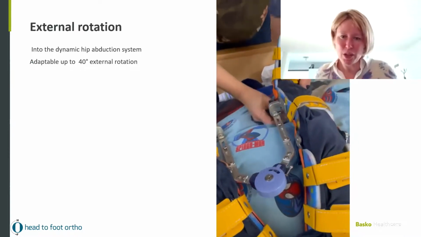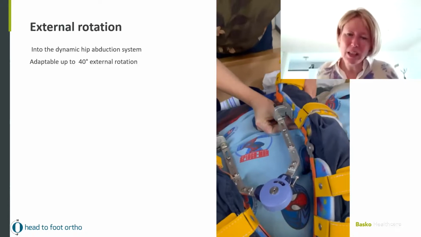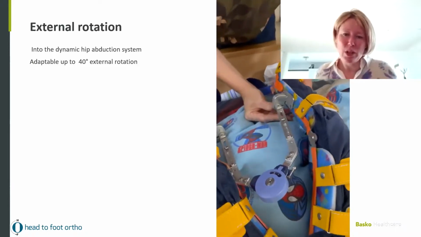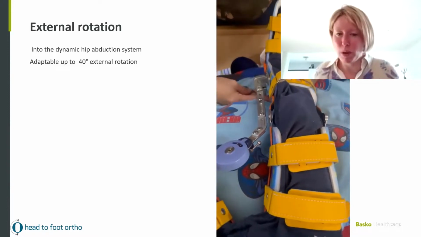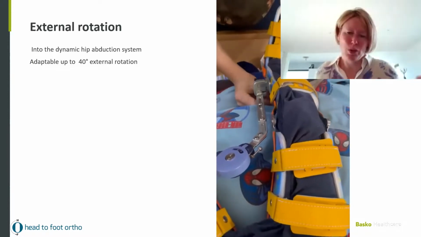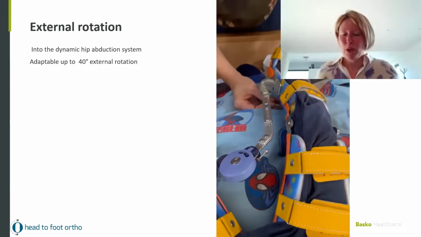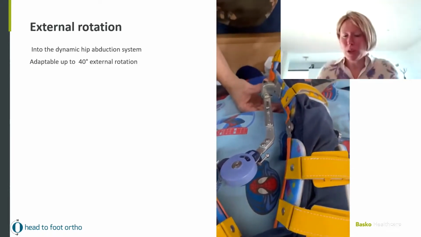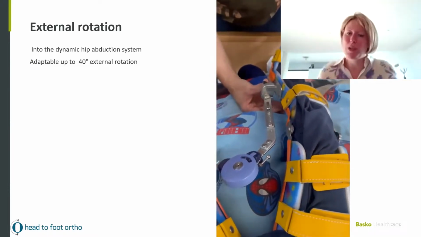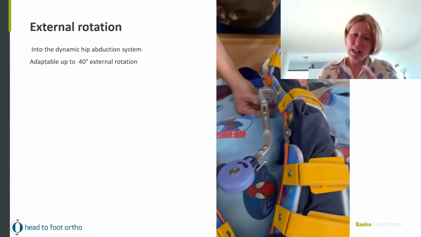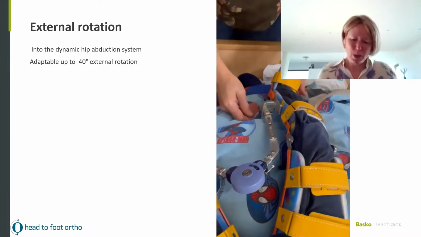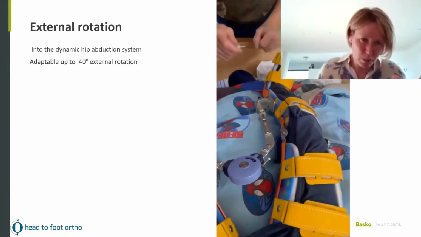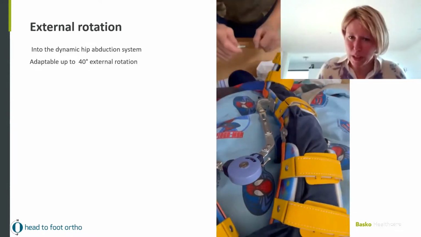You need an Allen key. And you can just open it up a little bit and you can turn it up to even more than 40 degrees of external rotation, which is huge. But you can play, you do whatever you want to choose the perfect position for your child. And I say children, but it can perfectly be used with adults. I do follow a few adults. We will see a man afterwards as well.